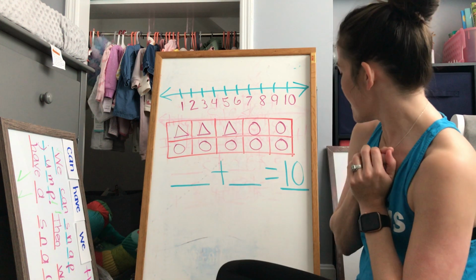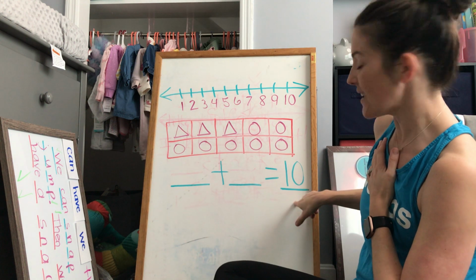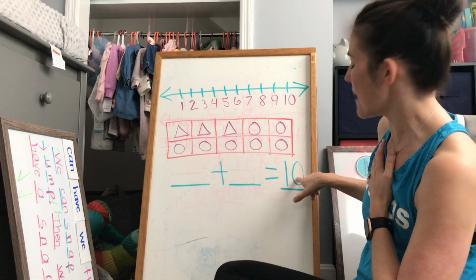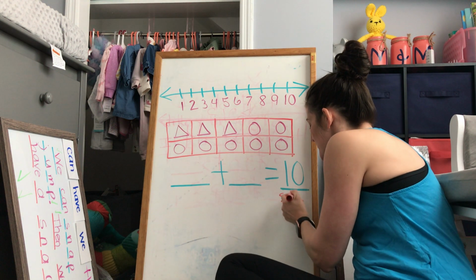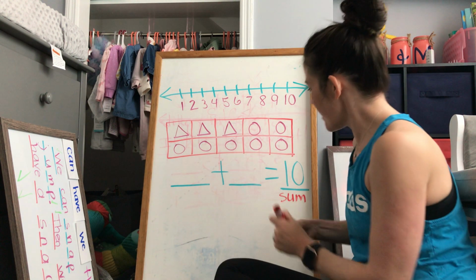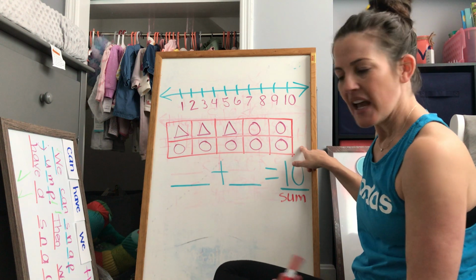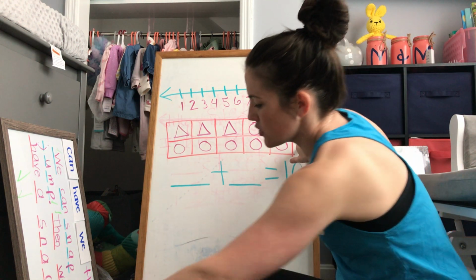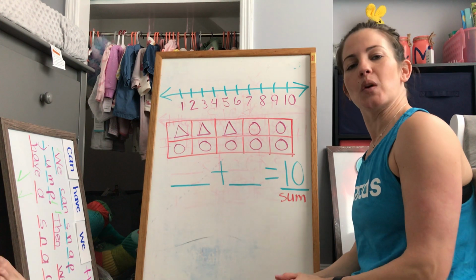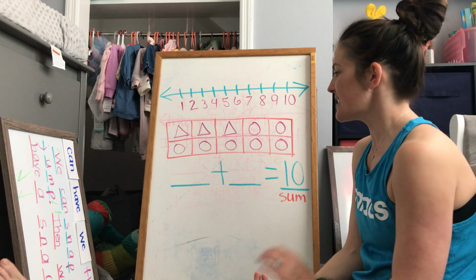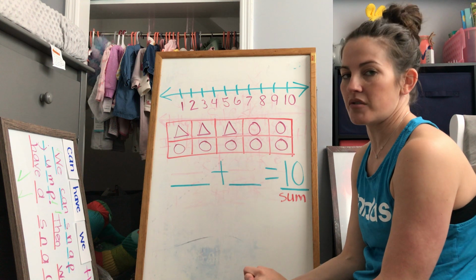So today we're going to do ones that all equal 10. So this number is not going to change. This is my sum. And here I've got a 10 frame. Now, if we were at school, I would use my 2-color counters. But since we are not, I decided I was going to draw it with shapes. So today I'm going to stick with triangles and circles.